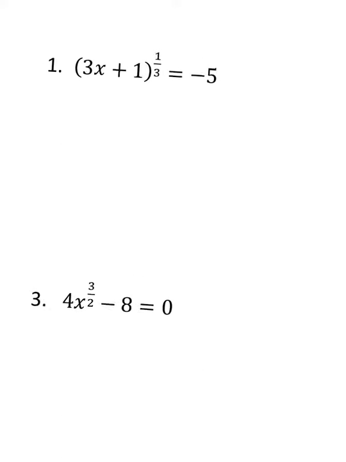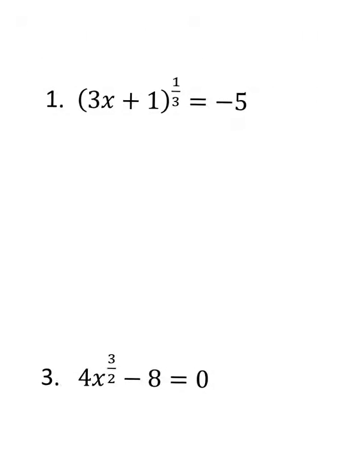So let's look at number 1. For number 1, we have 3x plus 1 to the third equals negative 5. Luckily, there's nothing on the outsides of our base and exponent combination, so we don't have anything we have to move around. We just need to undo the exponent. So I'm going to start that with taking it to the reciprocal power. So I'm going to take this to the third power as well as this side.